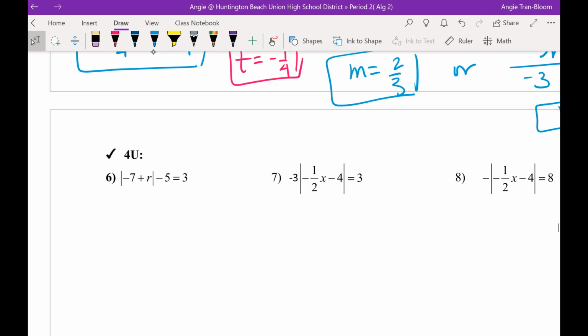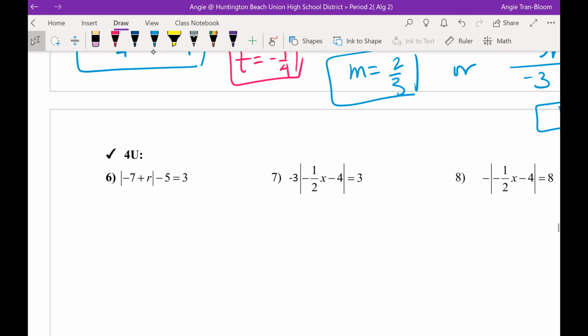Half of -24 is -12. Then -12 minus 4 is -16, absolute value of -16 is 16, times the negative in the front. Is it equal? No. So guess what? No solution. But can you guys see this right here? Chance did all of that work, but does he need to? He does not.